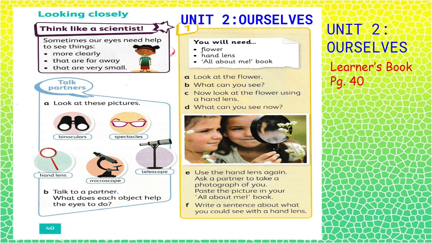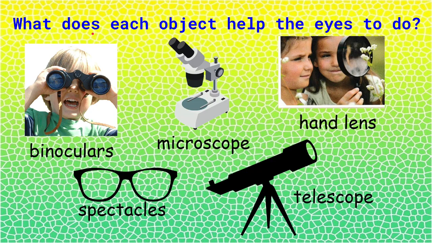Sometimes our eyes need help to see things more clearly, that are far away, that are very small. Look at these pictures. What does each object help the eyes to do? The boy is using binoculars. With the binoculars, it gives you an upright view that is correctly oriented from left to right, because they allow use of both eyes in a natural way. We use this mostly in sports events, when we are watching the football game, and even when we are hiking or wildlife viewing, and even stargazing.